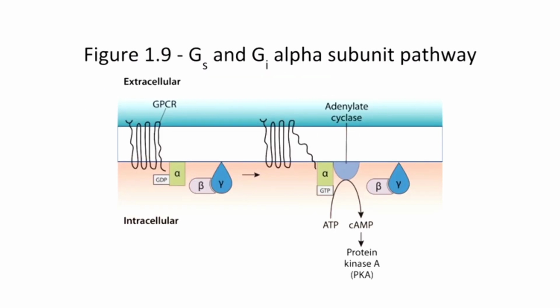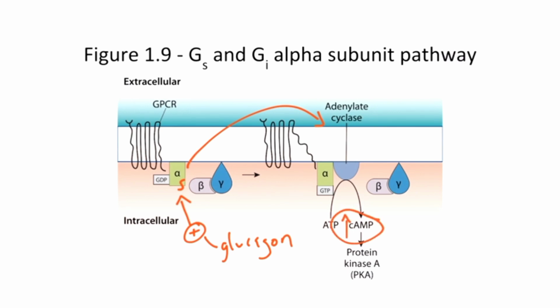So again, this is figure 1.9, and if this is the GS alpha subunit, then this would cause stimulation of adenylate cyclase. So if we upregulate this through glucagon, then cyclic AMP levels would rise. Okay, let's do another question.